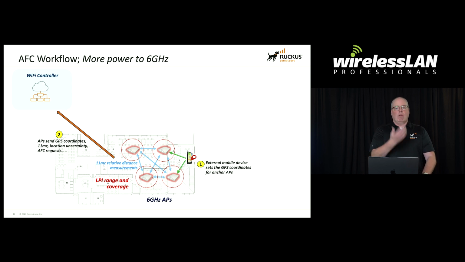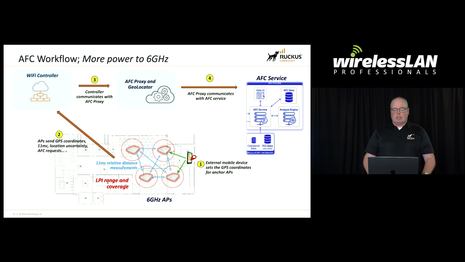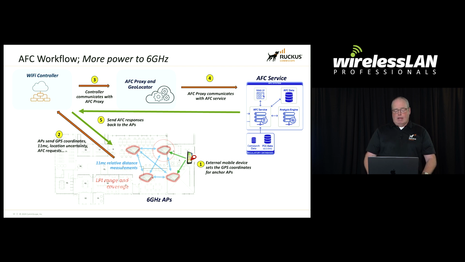And then they'll send all that information up to the controller. Once the controller has it, it sends it over to the AFC proxy. That system does all of its checks, looks for incumbents and things, sends a response back. The controller will send that response back down to the access points. And then the access points will take that information, switch to standard power, whatever channel and power level that they were told that they can use. They'll make that selection and then switch over to SP.